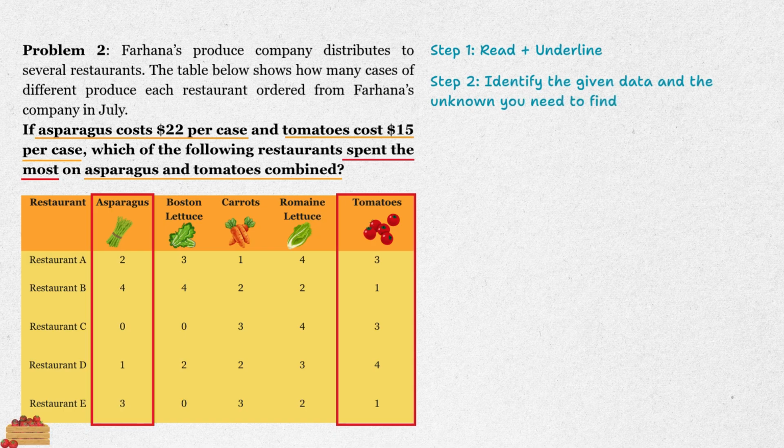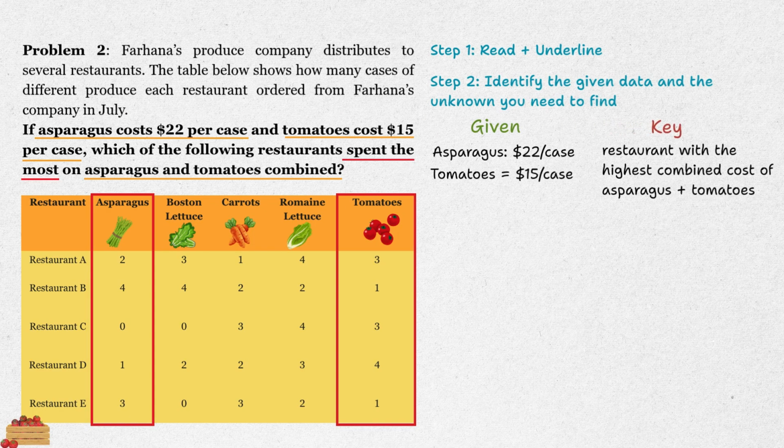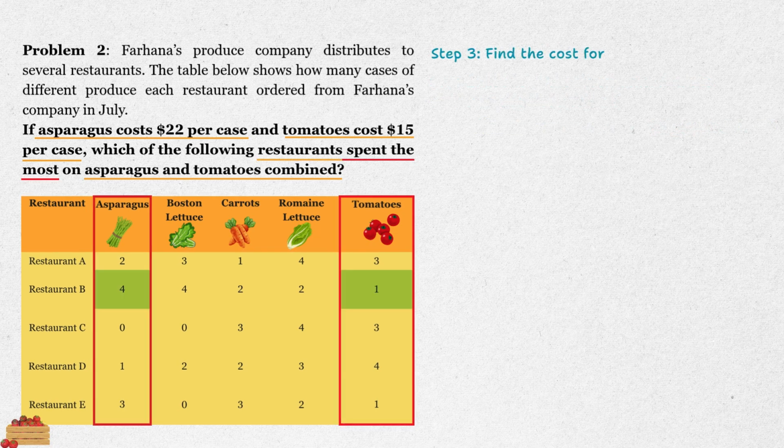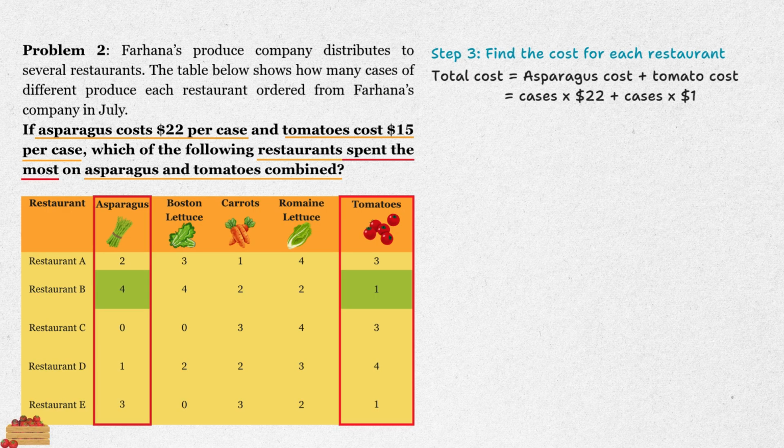Again, we ask, what is given? Asparagus, $22 per case. Tomatoes, $15 per case. What do we need to find? The restaurant with the highest combined cost of asparagus plus tomatoes. Now, let's use the table to find the cost for each restaurant. For each one, we multiply. Asparagus cases times $22 and tomato cases times $15. Then, we add those 2 results to get the total spending.